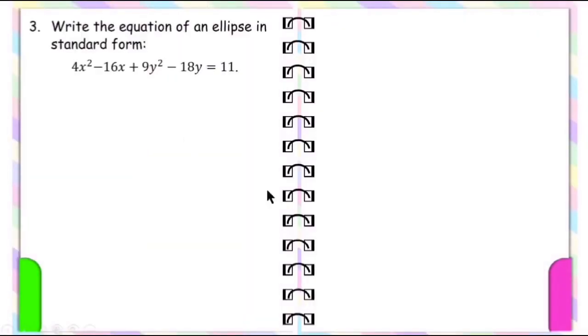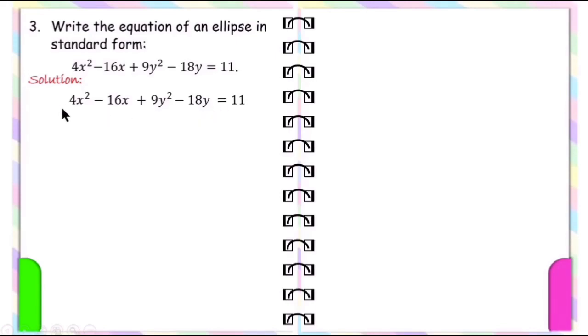Another example, number 3. Write the equation 4x² - 16x + 9y² - 18y = 11 in standard form. Since the equation of the ellipse is in general form, we need to complete the square to get the standard form. First, collect all x and y. Thus, we have 4x² - 16x and 9y² - 18y equals 11.